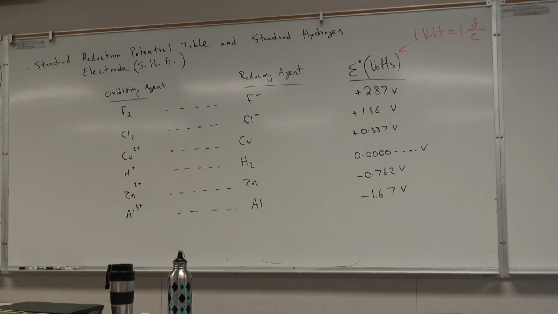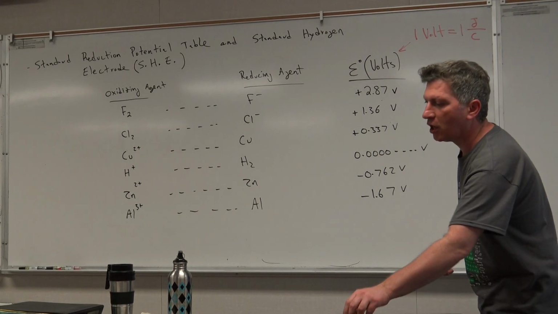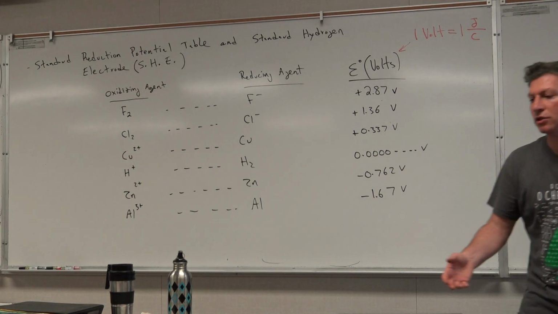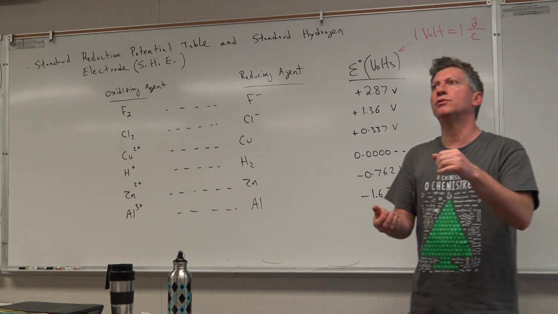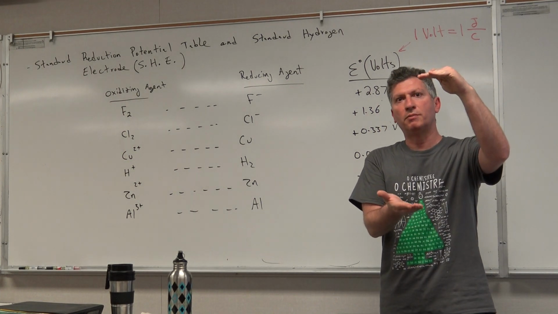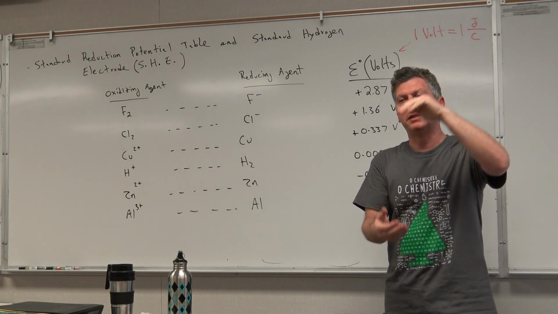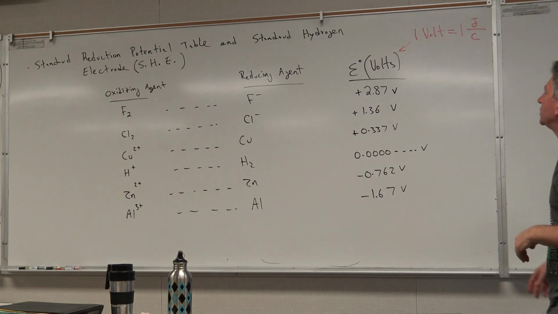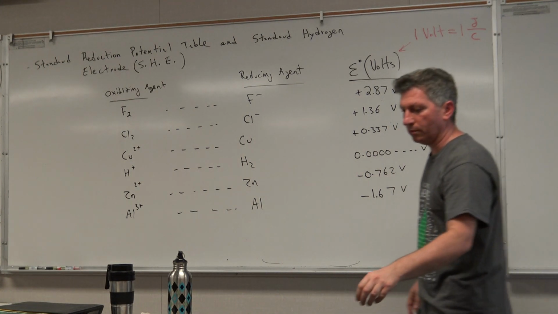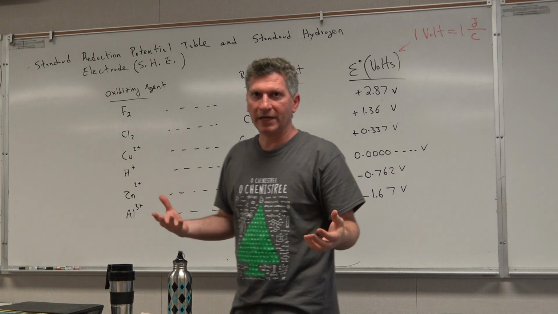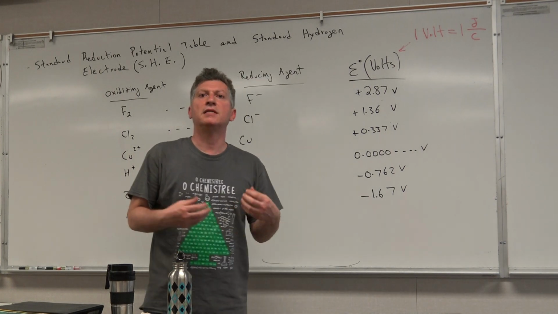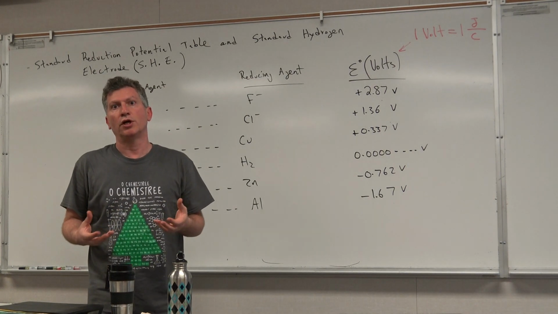So 1 volt is defined as 1 joule per coulomb. So volt is a measure of electrical potential difference, which is similar to gravitational potential difference or height difference. And its units are in terms of joules per coulomb. Coulomb, you learned that in Chem 1A, is the SI unit for charge.